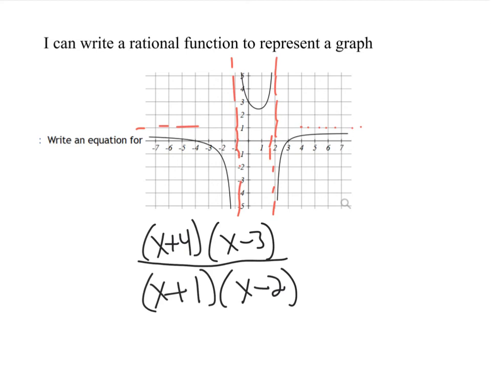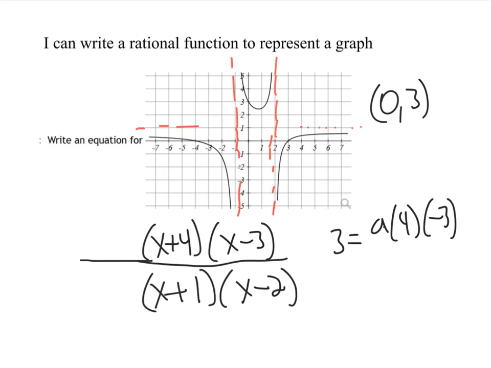Now let's see, if I drop in 0 right now, do I get 3? That'll be negative 12 over negative 2. 12 divided by 2 is 6. So there must be some kind of stretch factor here in order to get that 3. So let's do this. There's going to be some a here, some value. So I know it has to cross through 0, 3. So if y equals 3, then x has to equal 0.